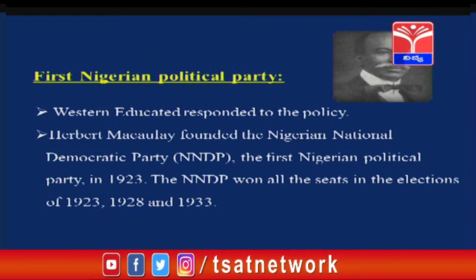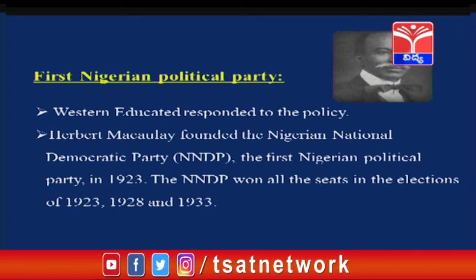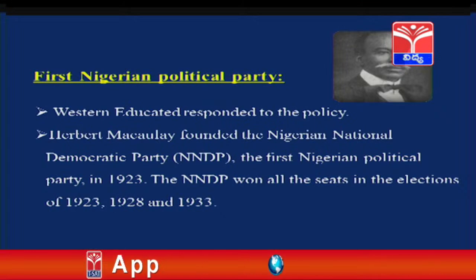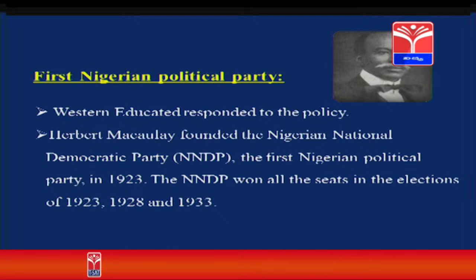For this purpose, a new leader came up with a new political party. The first Nigerian political party was formed by Herbert Macaulay. The party name is Nigerian National Democratic Party. In short, it is known as NNDP. It was founded in the year 1923 and NNDP won all the seats in the elections of 1923 and even after that in 1928 and 1933. This party was a response to the divide and rule policy.